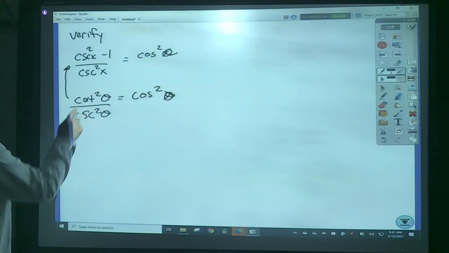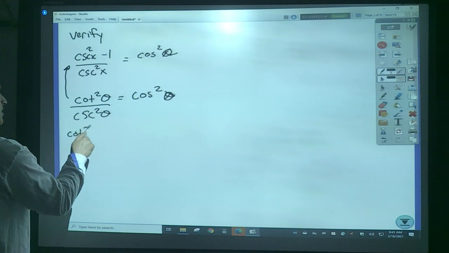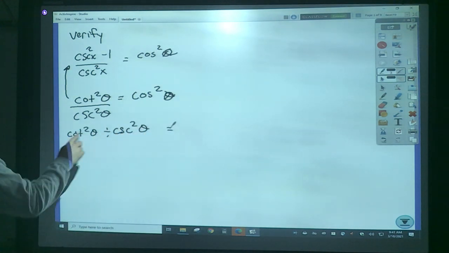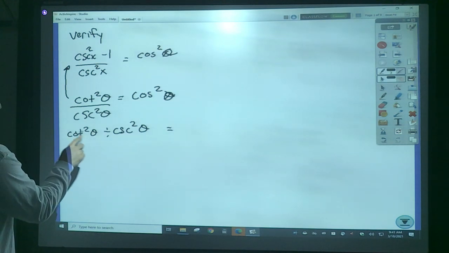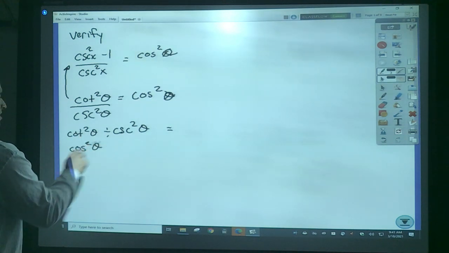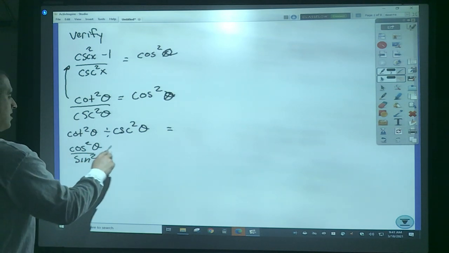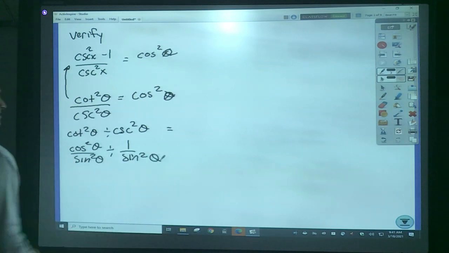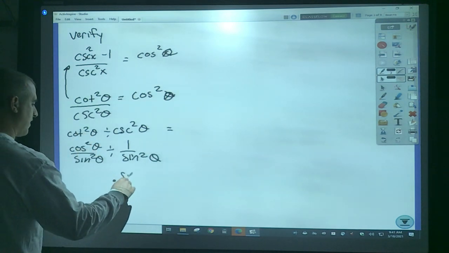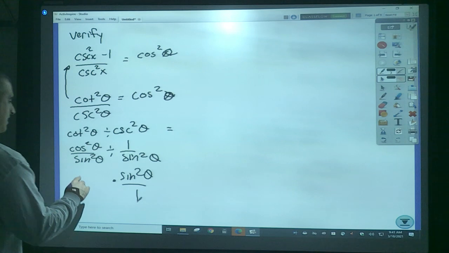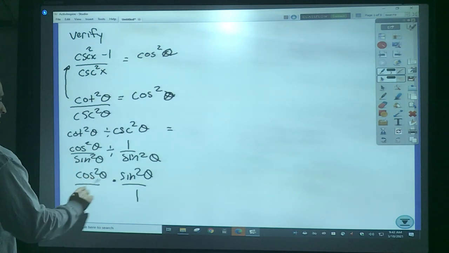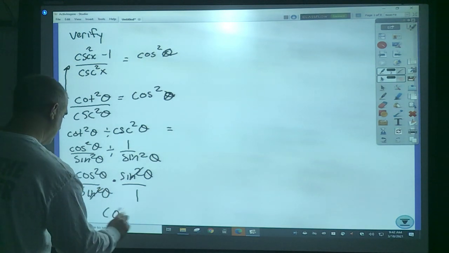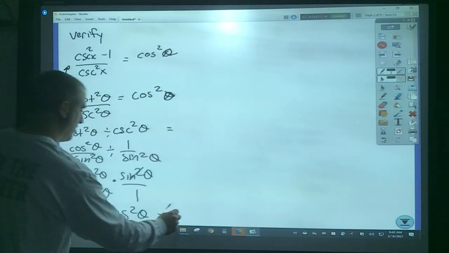I would do cotangent squared divided by cosecant squared. I'm just going to put the equal sign there. I'm going to rewrite cotangent as cosine squared over sine squared, divided by 1 over sine squared. Now remember with division, we're going to flip that fraction. So I got cosine squared and sine squared, and what I know is that those can eliminate. So I got cosine squared on this side, and I got cosine squared on this side.